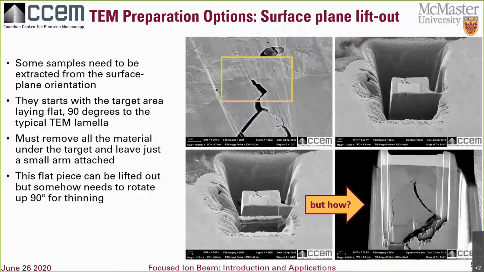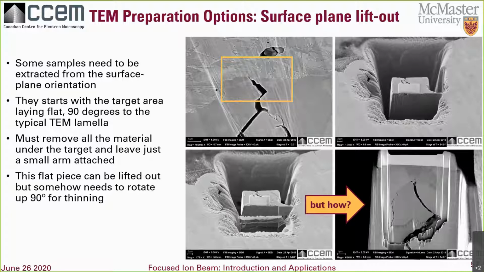Surface plane liftouts. Sometimes people want their liftouts extracted from a different orientation than by the typical cross-section. This surface plane liftout orientation is especially useful for studying crack tips or for extracting specific subsurface features deep within a sample that have already been cross-sectioned. There are a few ways to do this.